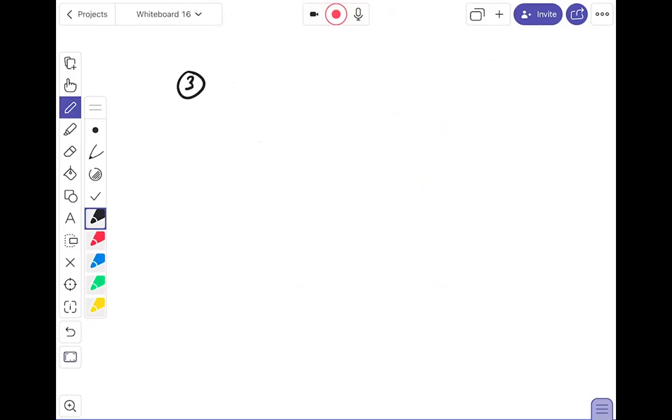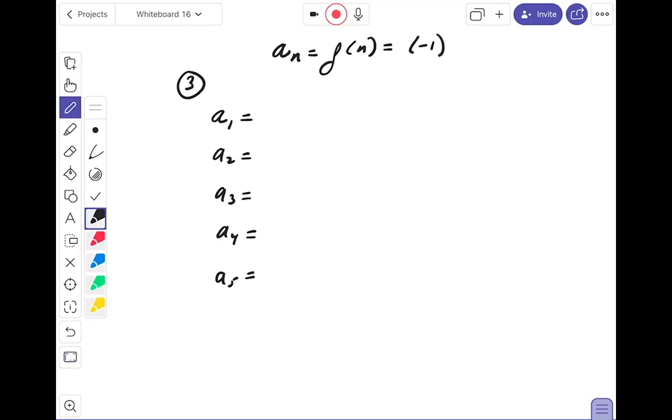So A1, A2, A3, A4, and A5. I'm going to write down what the term is, and it says it's a function of n. And what is it? It's minus 1 to the n minus 1 times the sine of pi n over 4.